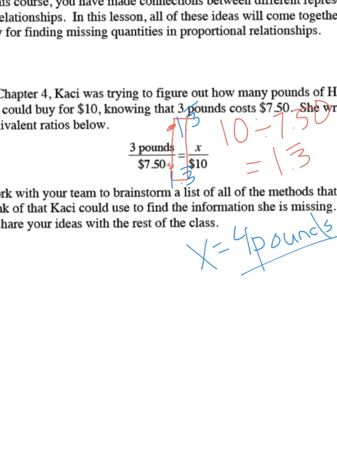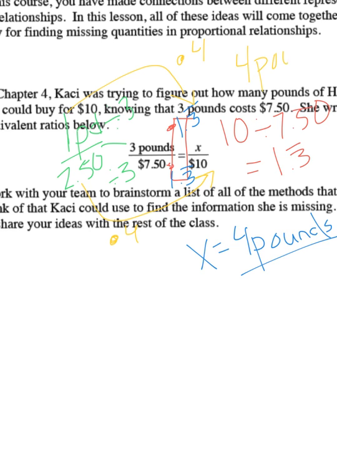Another way you could have done it is you could have gone backwards and found your unit rate, which means you would say 1 pound. So I would go 3 divided by 3, and 750 divided by 3 to get 250. Then my last step would be 250 times 4 equals 10, so 1 times 4, again, equals 4 pounds.